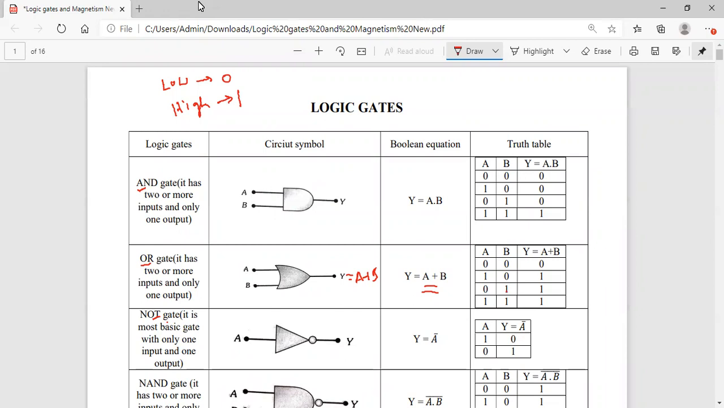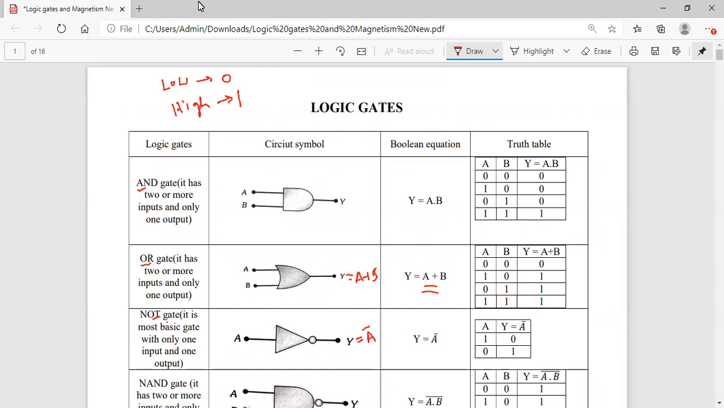NOT gate. It is the most basic gate with only one input and one output. Here Y is equal to A bar, or A negation. Negation means if the input is high, output is low. If the input is low, output is high.